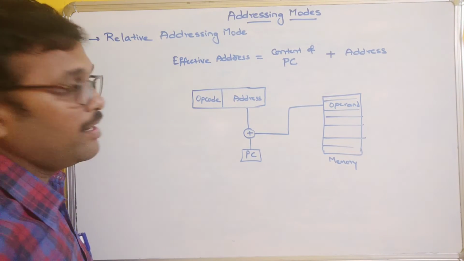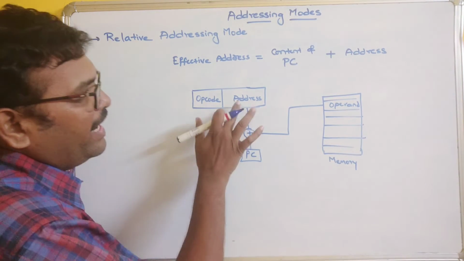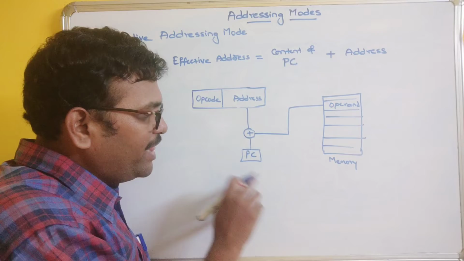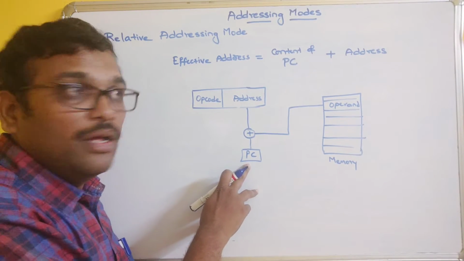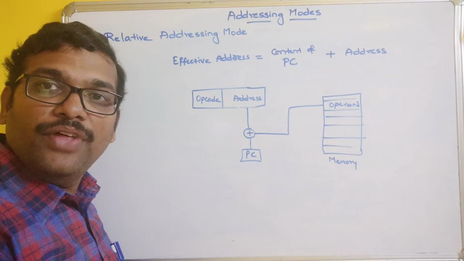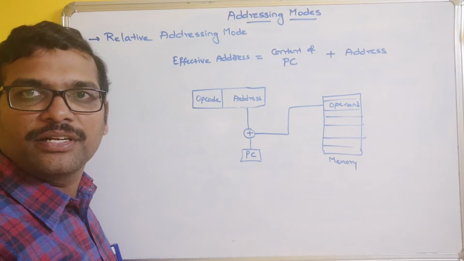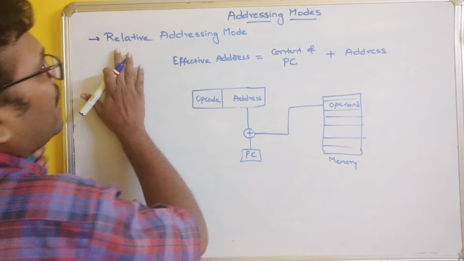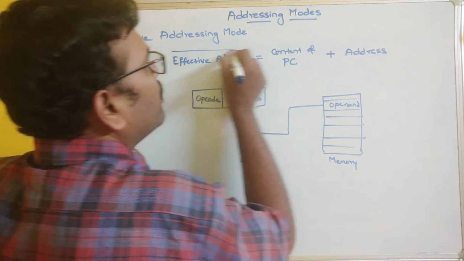Right, this is the operand. So adding the address of the instruction with the content of program counter will give the effective address of the operand to perform the operation. So this is called a relative addressing mode. So this is very important.